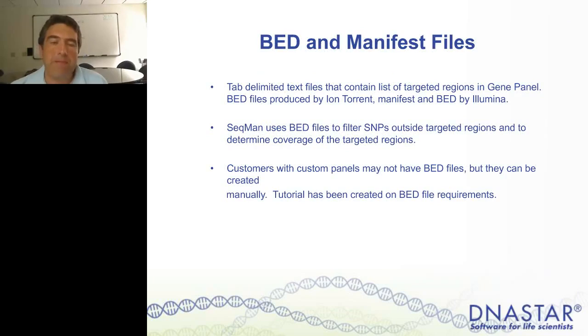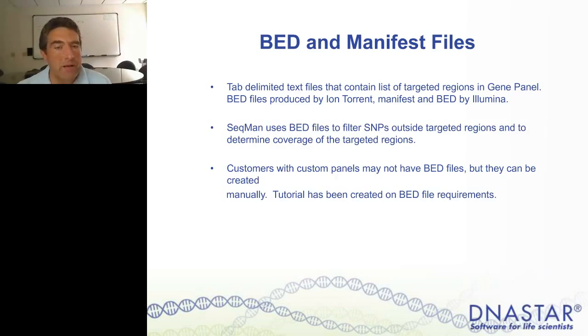So, bed and manifest files. These are typically tab-delimited text files that contain just the list. The first column is usually the chromosome number, and then the start and end position of each one of the targets. They're produced by Ion Torrent and Illumina, who both make bed files. Illumina may also call this a manifest file for some of their kits. And SeqMan then uses the bed file as a filter.